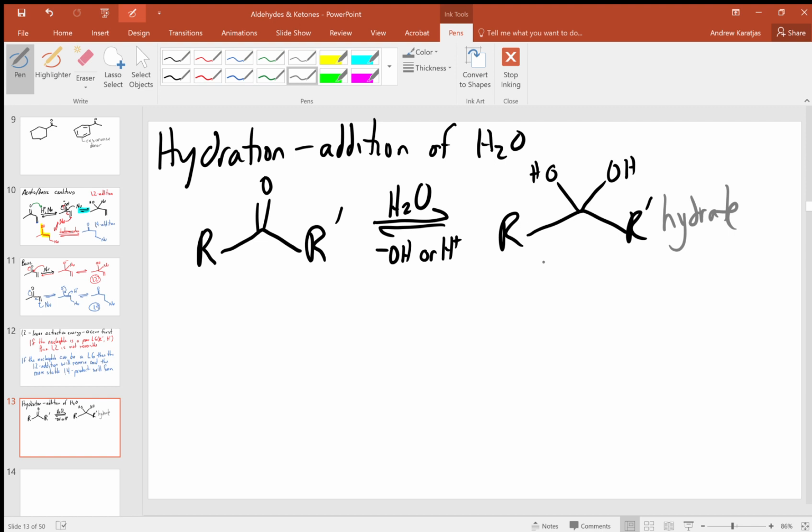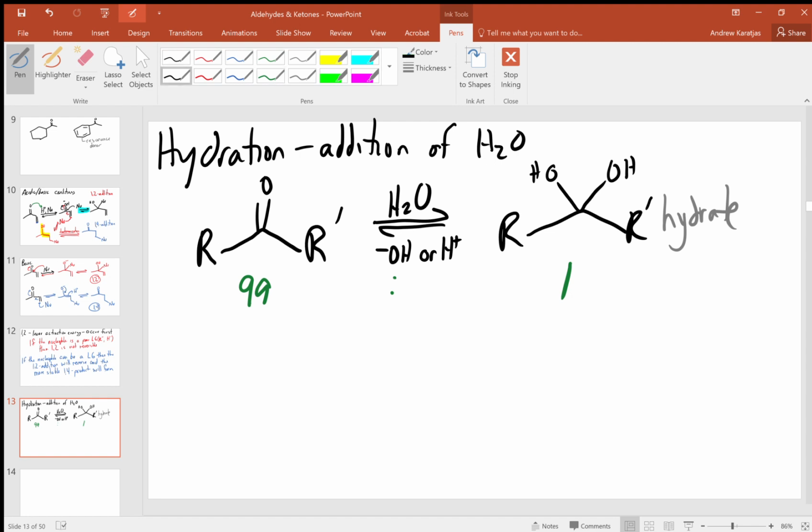But due especially to sterics, it turns out the hydrate isn't very stable. And for most aldehydes and ketones, we have a preference of approximately 99-1 for it reverting back to the starting material. But as we'll see in a few minutes, there are some specific situations where this reaction not only works, but is fairly important. So let's look at the mechanism.